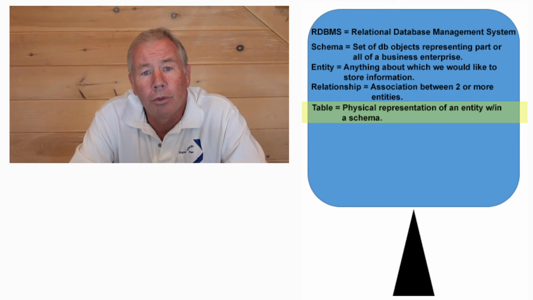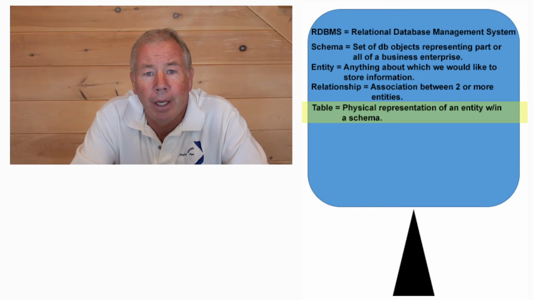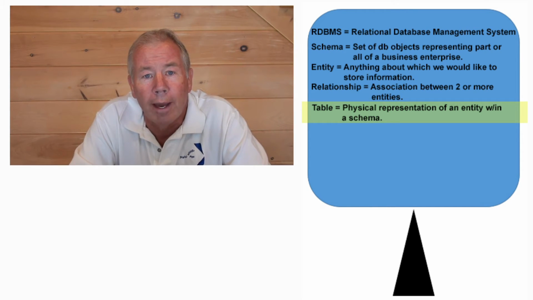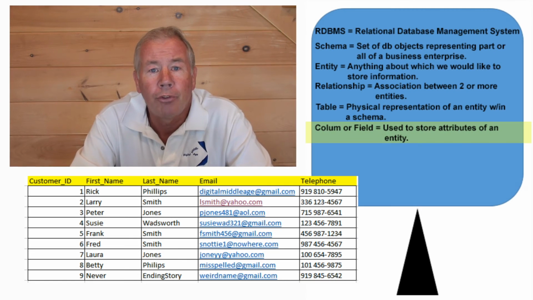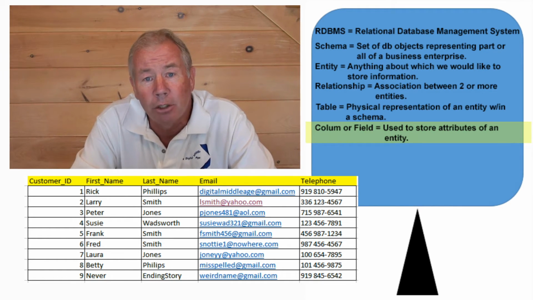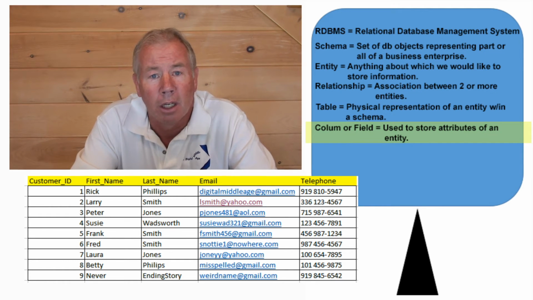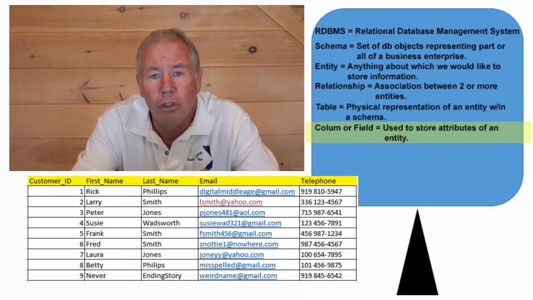All right, moving along. We're doing well here. Our next term is a table. A table is the physical method via which an entity is realized within a schema. It's the bucket we're going to store that information into. They're known as tables. Tables have columns, which represent the various attributes of that entity. Customer, for example, first name, last name, email, telephone, you get the idea.